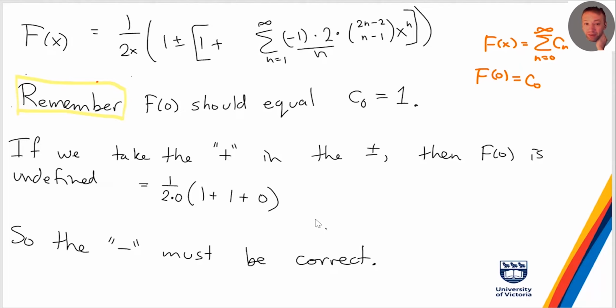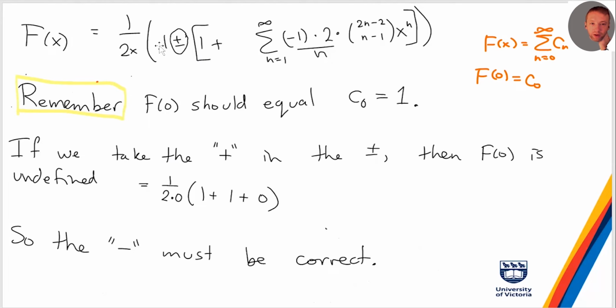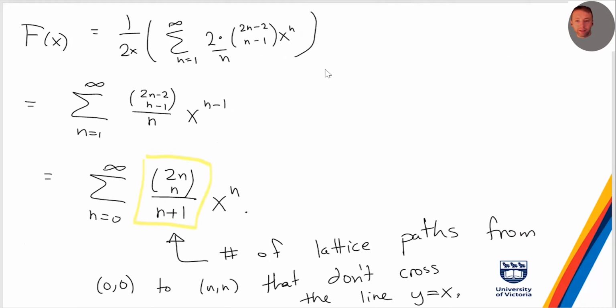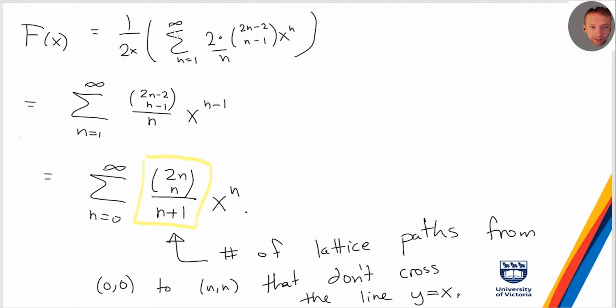I know that's maybe not the most satisfying way of answering whether it's a plus or a minus, but it does work. So we assume that this is a minus sign, and so the ones cancel. I have a 1 on this side minus a 1 on that side, and this minus 1 goes in here and makes that a plus. So at the end of the day, f of x is 1 over 2x times the sum n equals 1 to infinity of 2 over n times 2n minus 2 choose n minus 1 times x to the n.